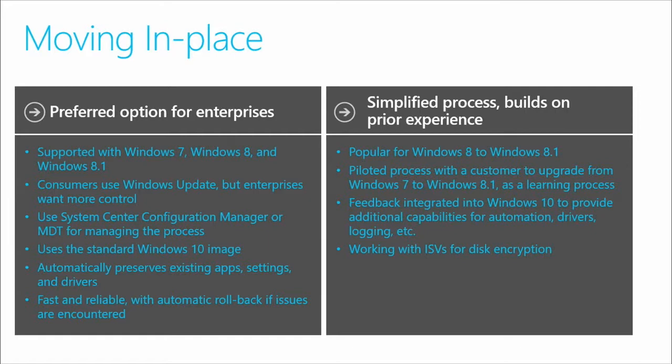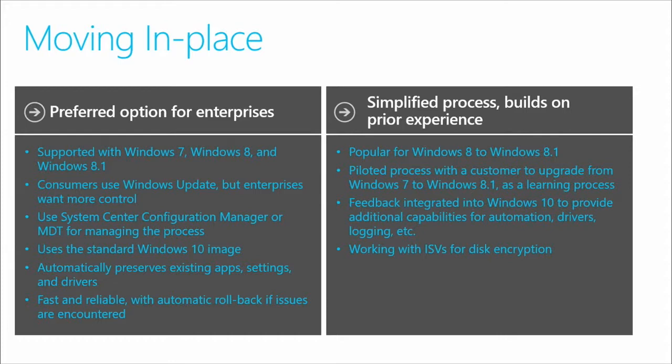So we'll start off by talking about just kind of the details, the nuts and bolts of how this works. First, you can use in-place upgrade to move from Windows 7, Windows 8, or Windows 8.1. For consumers, in-place upgrade means going out to Windows Update, downloading the bits over the internet, and initiating the install from there, just like it's a normal update.